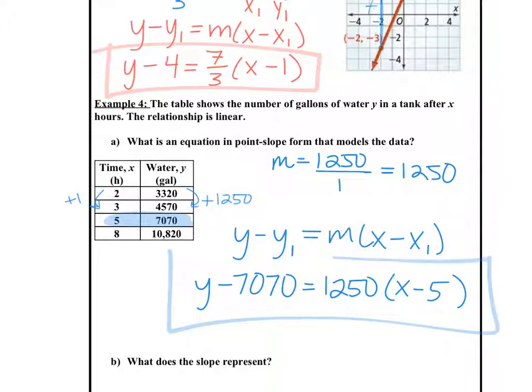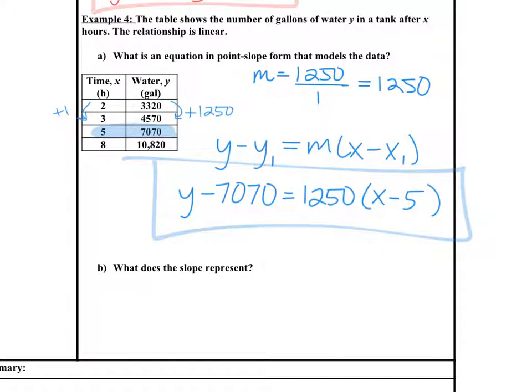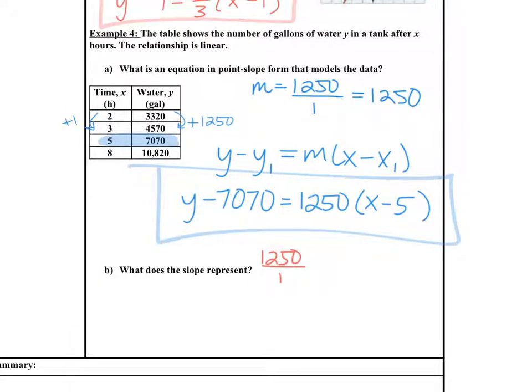Boom. Equation done. In a sentence, if the slope right now is 1,250 over 1, what does that mean in terms of this actual problem? Addison, can you give a sentence? Okay, it does mean gallons per hour. Where are the gallons of water going? Remember? If you're not sure, read the top part. It says the table shows the number of gallons of water, Y, in a tank after X hours.